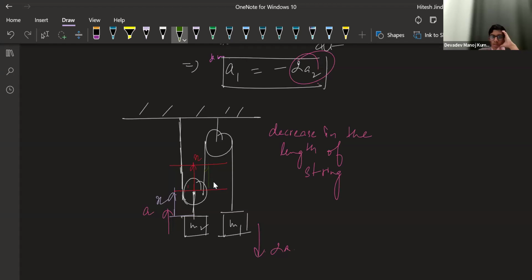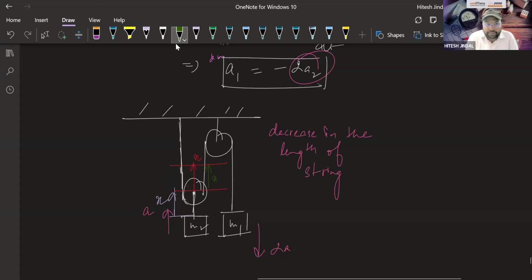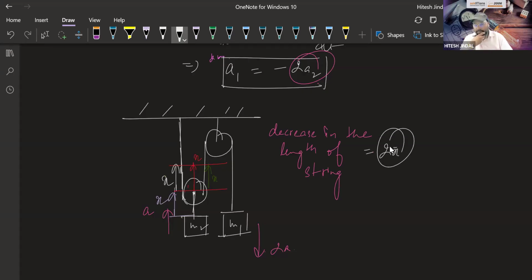By x. This would also have gone x up, right? So this x has gone, this x has also gone. So what is the decrease? Decrease is 2x. The pulley has gone up, so now the pulley has come here, no? So now the string would be like this. So the length of the string, x and x, has decreased or not?